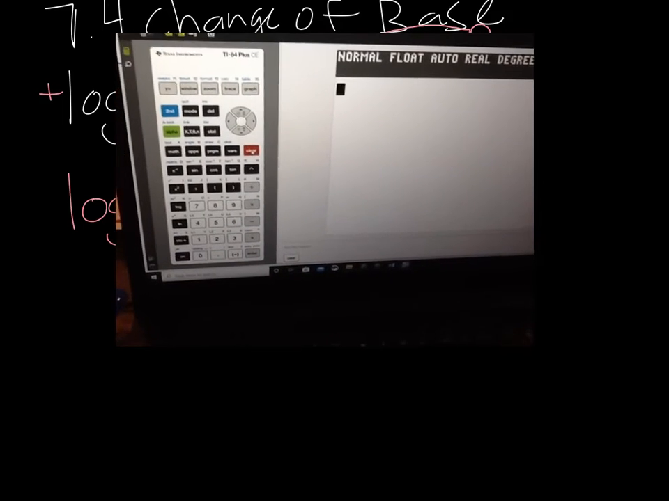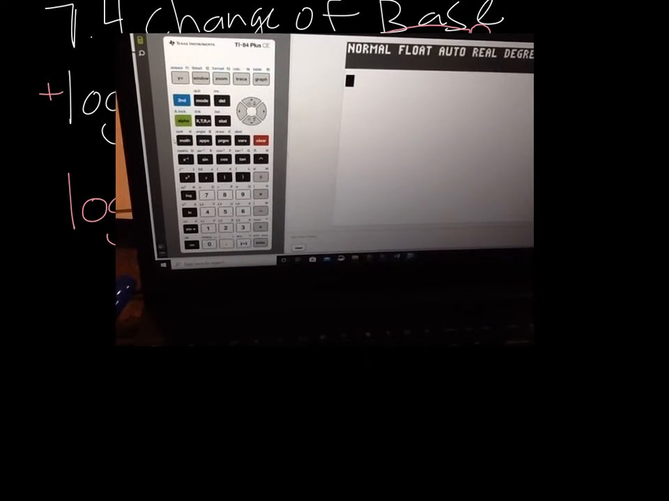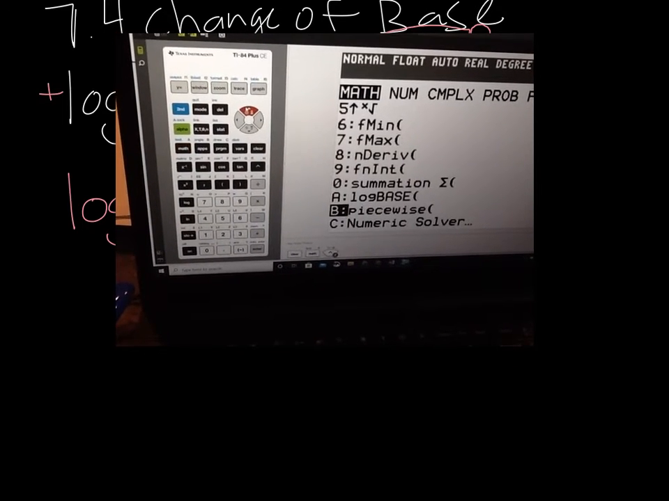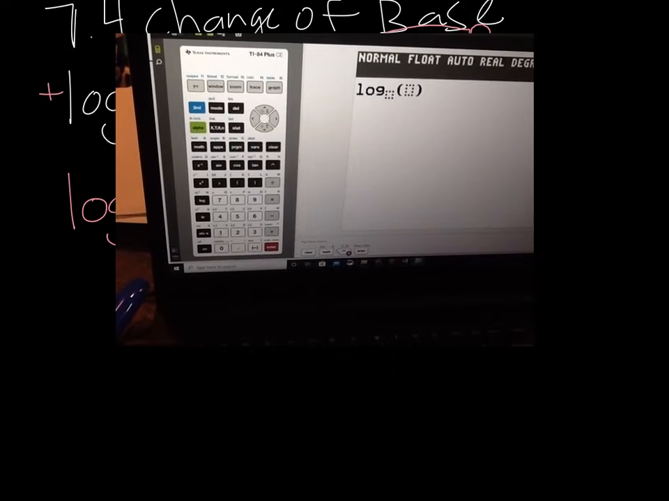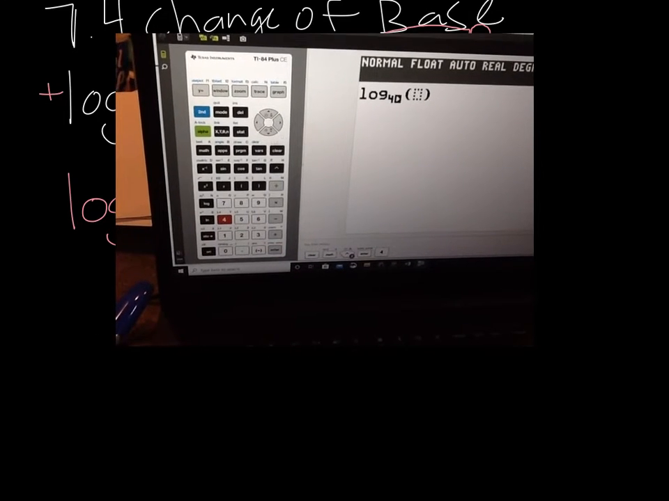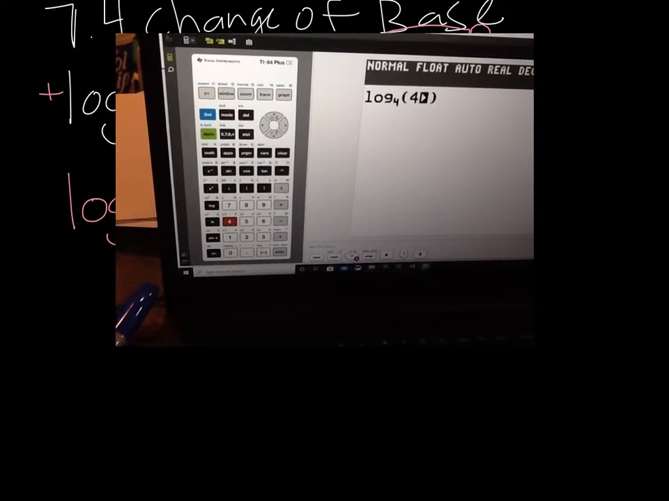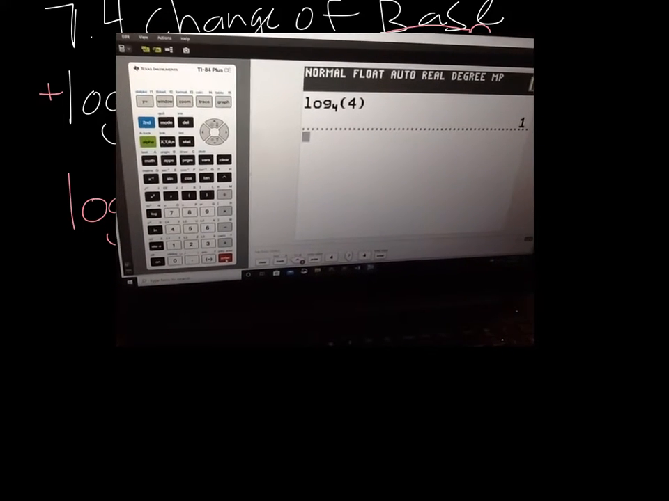So a couple of things. Well, first, you go to math, you arrow up until you get to your log base, and enter. So log base 4, move over, 4. Push enter. So this answer is 1. So my answer here would be 1.